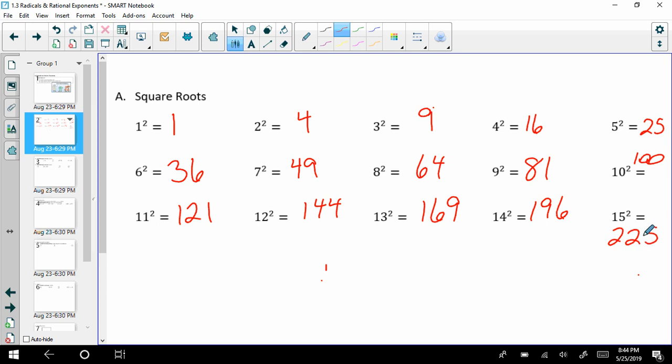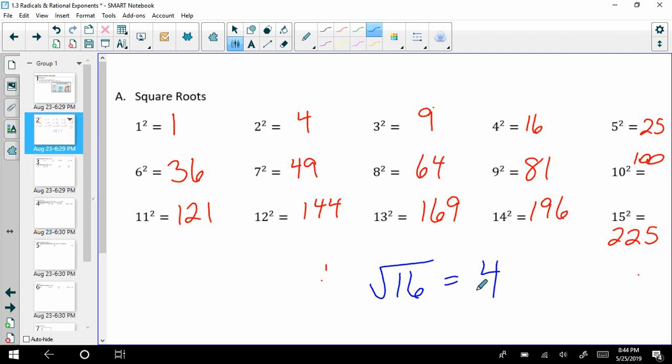So obviously these are not all the perfect squares. We could keep listing them forever, but these are the more common ones that we will run into. For sure, you should be familiar with 1 through 10. Any of these numbers that I wrote down in red are called perfect squares because, for example, if I took the square root of 16, the answer would be 4.